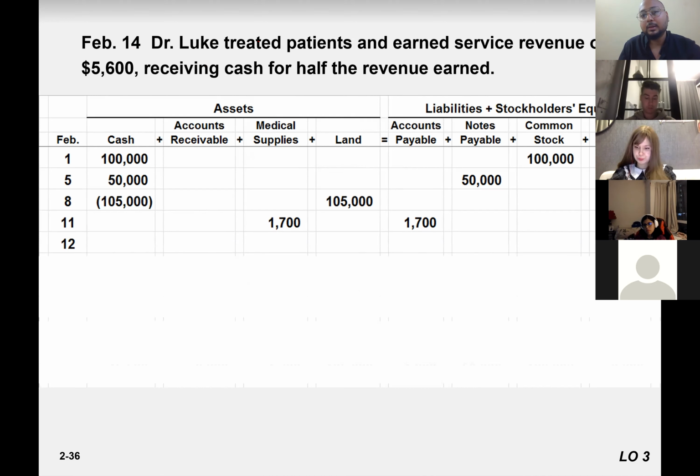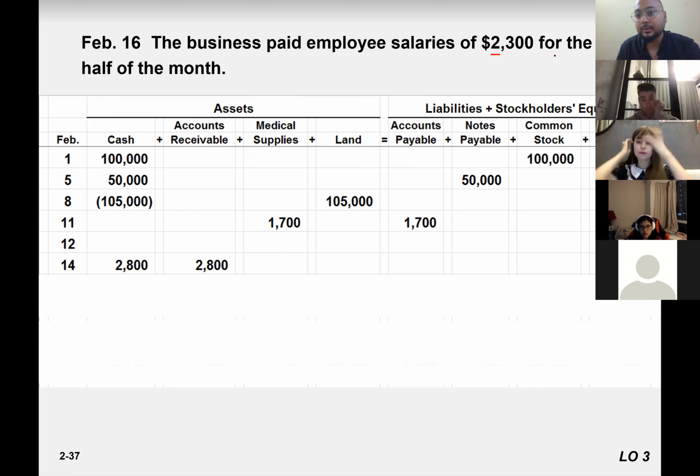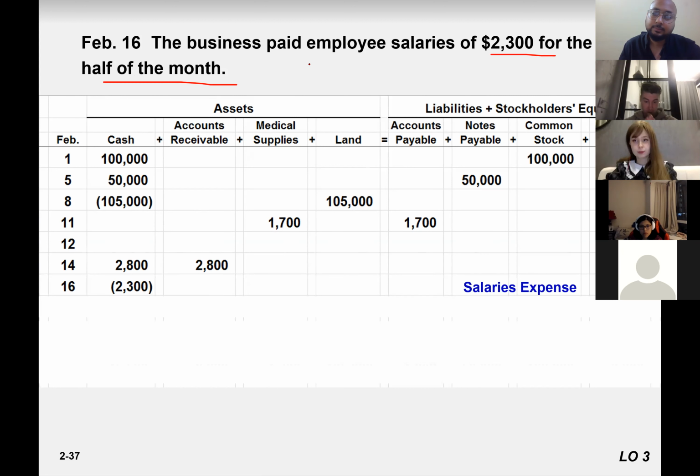On the 14th of February, Luke treated a patient and earned service revenue of 5,600, receiving cash for half of the revenue earned. It means half cash received, half customer increase, and service was delivered for 5,600, right? So there are three accounts going to be affected here. Understand, everyone? February 16, the business paid employee salaries of 2,300 for the first half of the month. Paid salaries, that's it. Cash decreases, and salaries are an expense. Expense belongs to retained earnings.